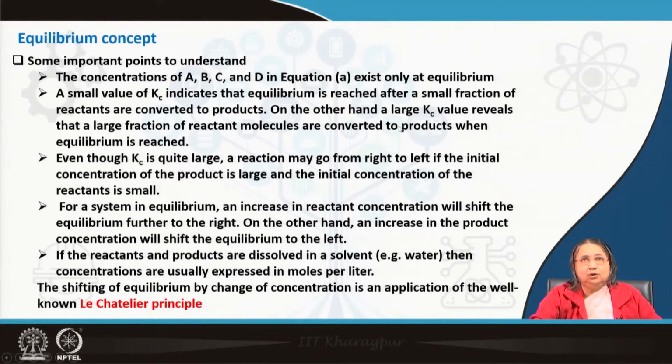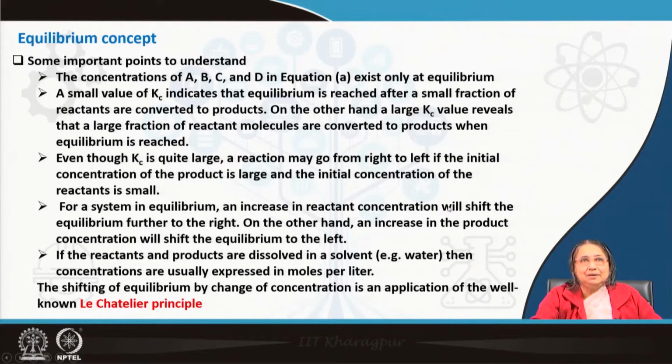On the other hand, a large value of Kc means that a large fraction of reactant molecules is converted to products when equilibrium is reached. That tells us which side the equilibrium is shifted, whether it is going more towards the right hand side or more towards the left hand side. You can understand that from the value of Kc. For a system in equilibrium, consider an increase in reactant concentration, which is the law of mass action. Say some system is in equilibrium and now you increase the reactant concentration, then what will happen?